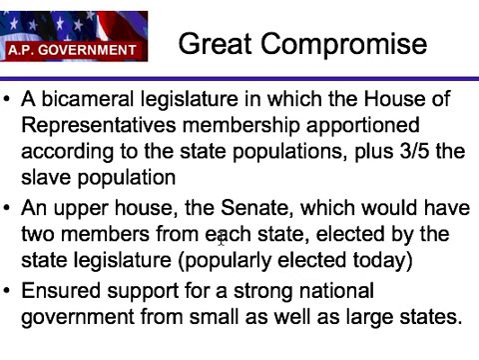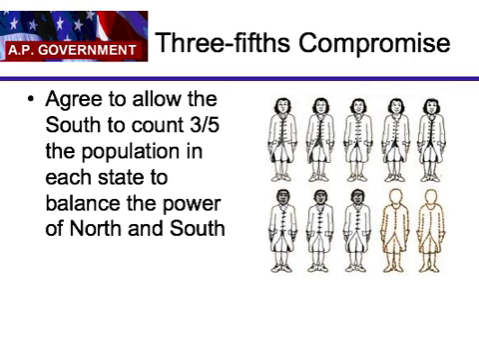equal per state. Okay, so they needed support from all these states to ratify or create this new constitution, so they made this compromise. Again, that 3/5 compromise agreed to allow the South to count 3/5 of their population in each state. So the slaves would count as 3/5 of their population so that they could put that towards their House of Representatives.